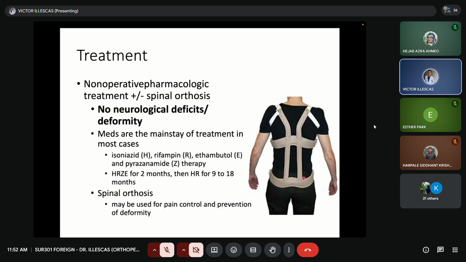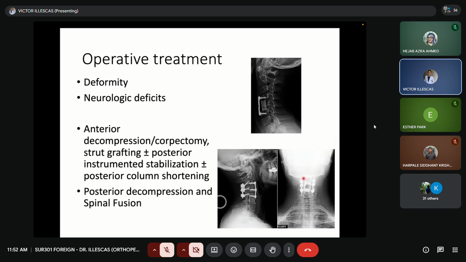Other conservative measures that may help the patient would be to apply a brace while undergoing anti-Koch medication. Most of these patients will need surgical management to remove the TB infection by doing debridement, as well as stabilization by applying your implants.